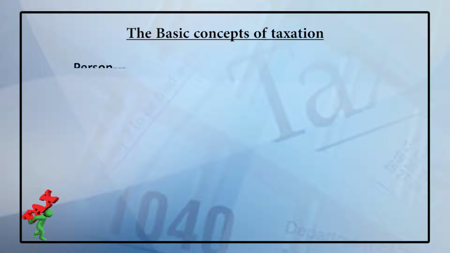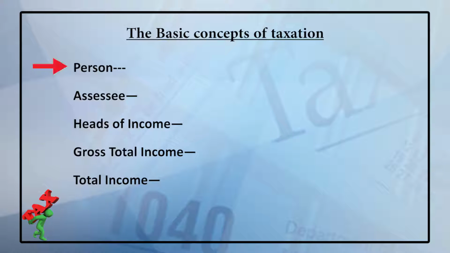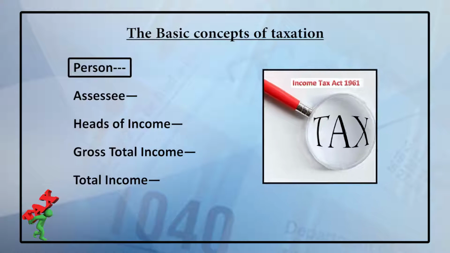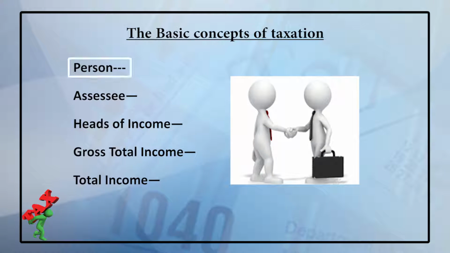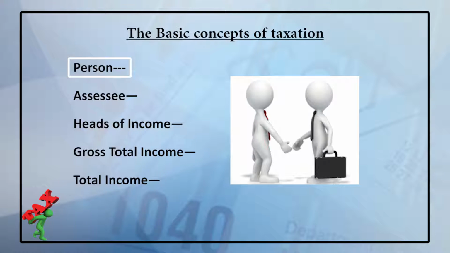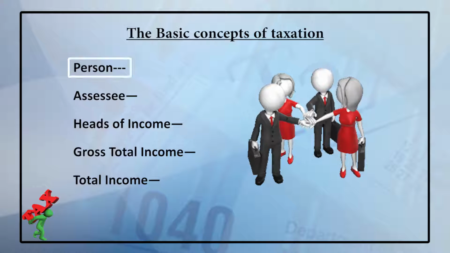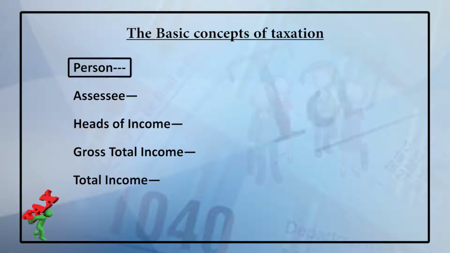As per the Income Tax Act, we have to know some concepts like persons, assessee, heads of income, gross total income and total income. Because whenever we go into the detailed course structure of corporate tax planning, we should know preliminary concepts like person. As per section 2 subsection 31 of the Income Tax Act 1961, persons are the individual, the Hindu undivided family, the partnership firm, the association of persons, local authority, company and every artificial juridical person. So, there are 7 types of persons identified by the Income Tax Act 1961.